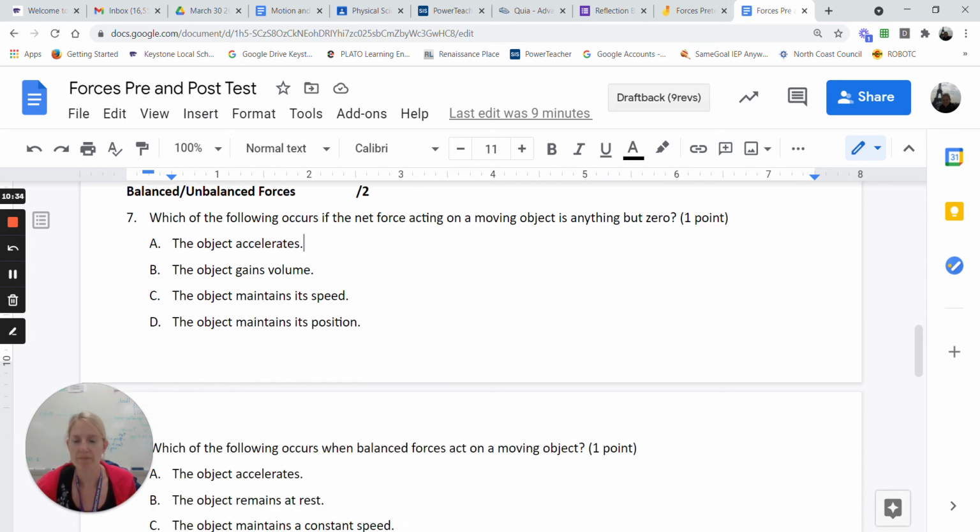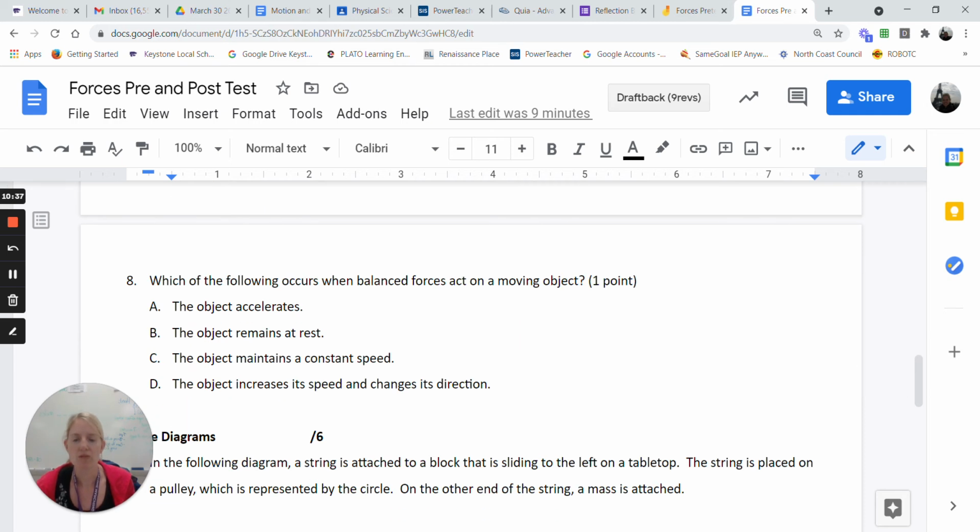7A is worth 1 point. Number 8, which of the following occurs when balanced forces act on an object?